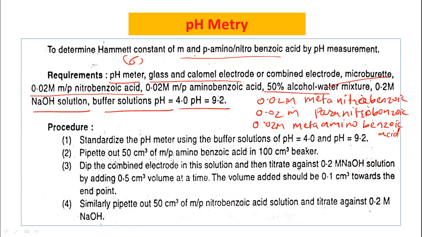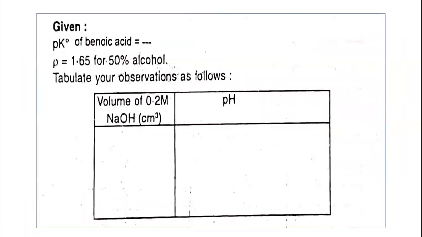In this experiment, we just have to perform the titrations. First, titration of benzoic acid versus NaOH. Second, titration of meta-nitrobenzoic acid versus NaOH. Then titration of meta-aminobenzoic acid versus NaOH. We want to see the effect of the substituent on the pH of the solution.